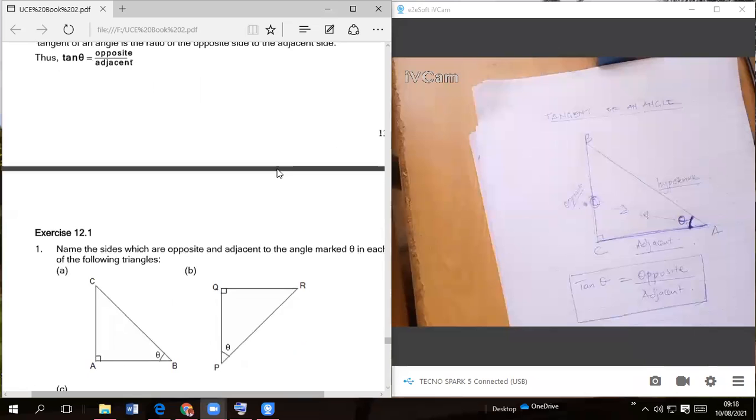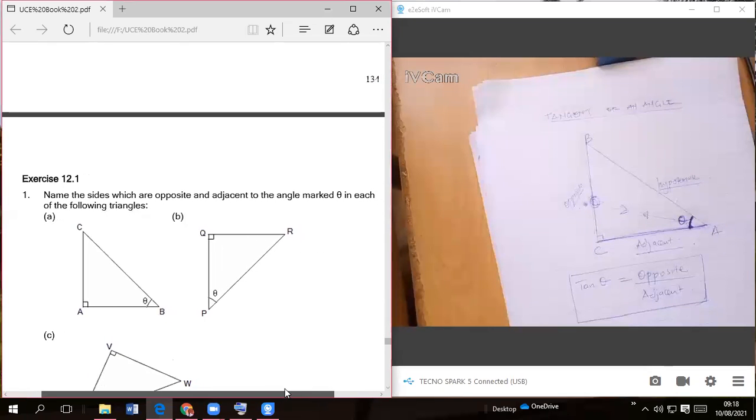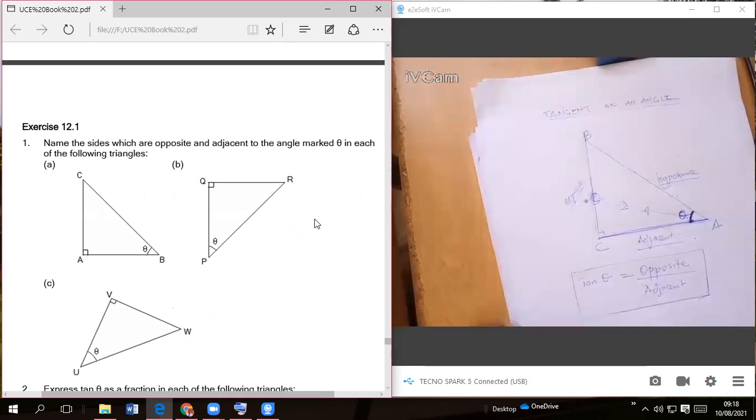Now let us proceed. We have an example here. This example says, name the sides which are opposite and adjacent to the angle marked theta in each of the following. Let me start with part C.